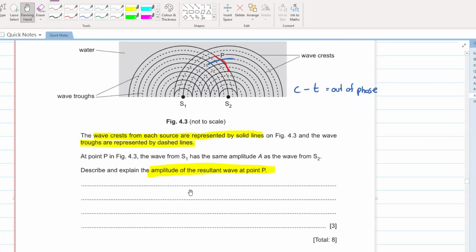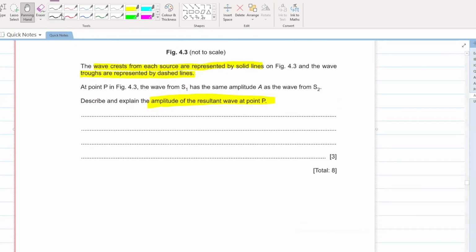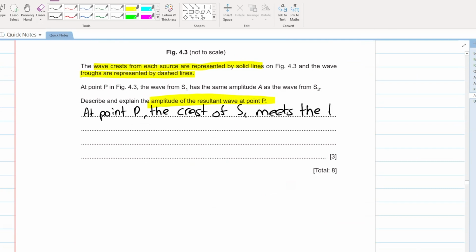So you can write all of this here. You can say at point P, the crest of S1 meets the trough of S2, giving rise to destructive interference.